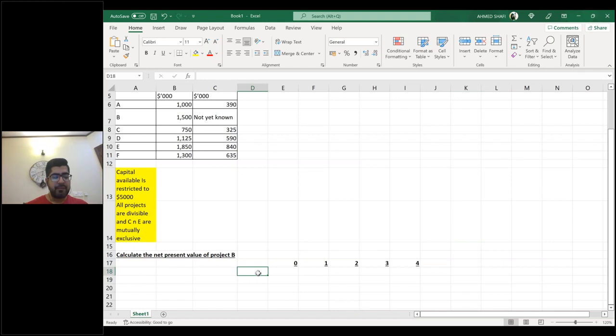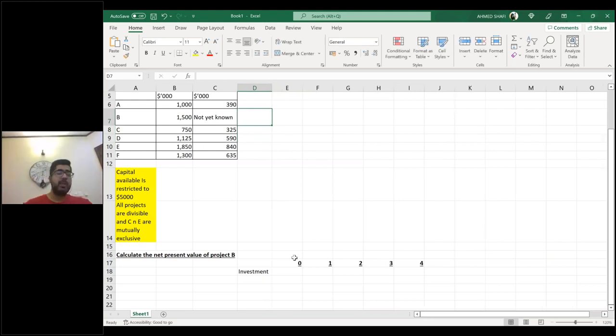Now, if we talk about project B, firstly, Project B requires some investment. Investment is usually conducted at year zero and it's an outflow. So what is the investment being done in Project B? 1,500. So we will record negative 1,500. This is an outflow, investment of 1,500.